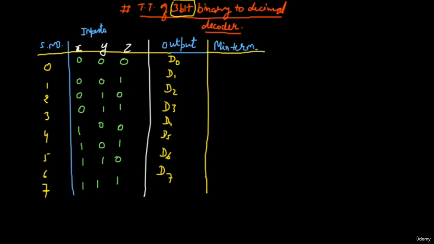So we have x dash y dash z dash and x dash y dash z. I hope you are getting the pattern. I am just writing it so that you can get the pattern, right? And here we have z dash, and the fourth one we have x dash y z, and then the fifth one we have x y dash z dash, and then we have x y dash z, and then x y z dash, and then finally x y z.